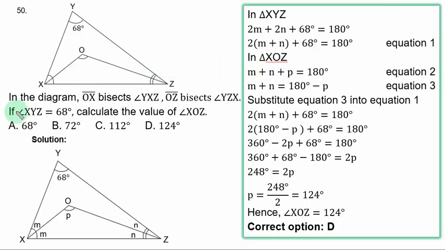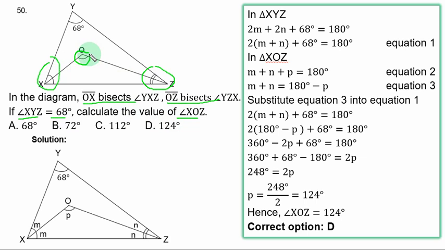Question 50, you have a diagram. In the diagram, OS bisects angle YSZ. That is this angle. OZ bisects angle YZS. That is this angle. If angle SYZ is 68 degrees, calculate the value of angle SOZ. That is this value here.